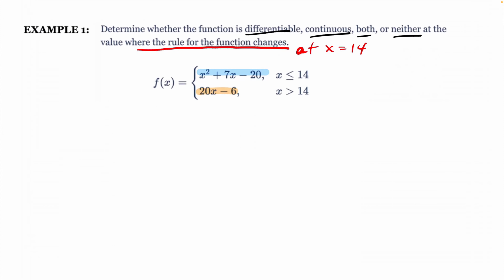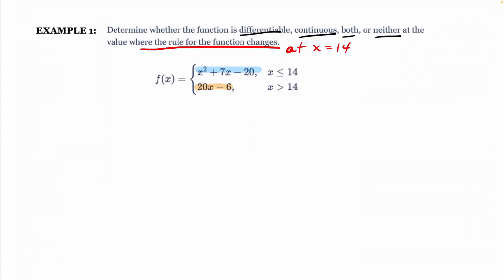Okay, so let's get started. It doesn't matter which one you start with. You can start with checking for differentiability. You can start with checking for continuity. It doesn't matter which one you start with, okay? Since we had never done differentiability, I'll do differentiability first. Do you have to always start with differentiability? No, you can start with continuity. Okay, so we're checking differentiability at x equals 14, because that's where the rule changes, right?